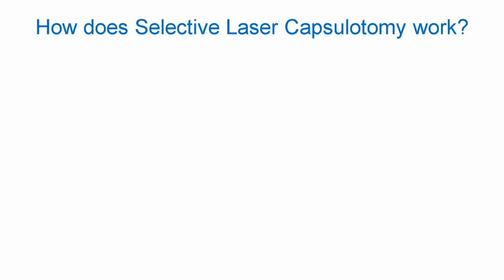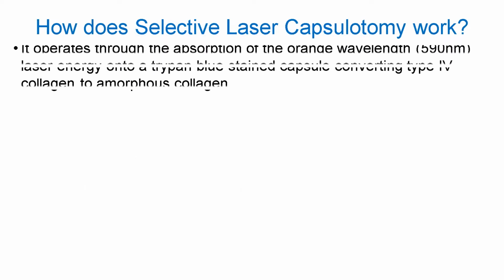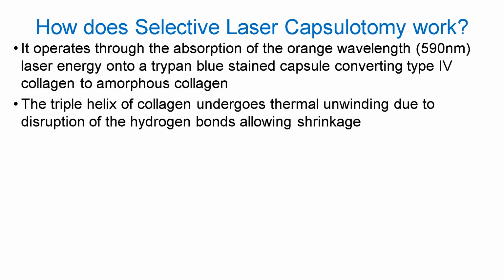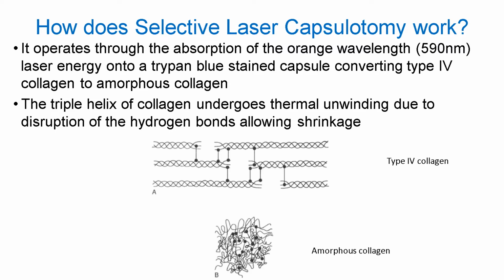So how does selective laser capsulotomy actually work? Well, it operates through the absorption of the orange wavelength 590 nanometers laser energy onto a trypan blue stained capsule, converting type 4 collagen to amorphous collagen. The triple helix of collagen undergoes thermal unwinding due to disruption of the hydrogen bonds, which allows shrinkage. And we can see how the structure changes from the type 4 collagen above here to the amorphous collagen below.